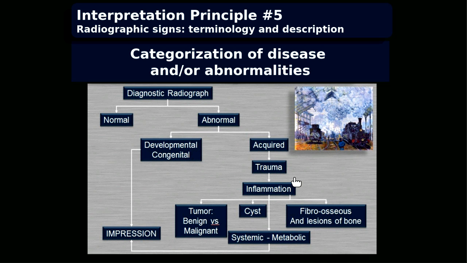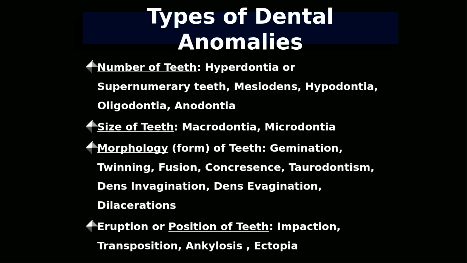So the interpretation principle 5 is about the category of the disease. So once you know it's abnormal or normal, in this case, if you know it's abnormal, you can see whether it's coming from acquired, trauma, inflammation, or it's from a tumor, cystic, or fibrous lesion, or metabolic. Based on that, you can make a differential diagnosis or come up with the impression and move with your treatment planning. The other one you have here is the type of dental anomalies.